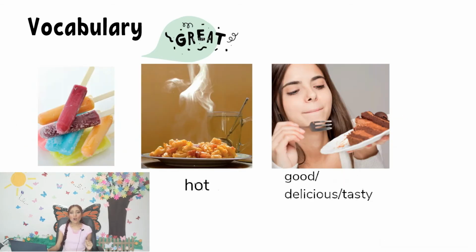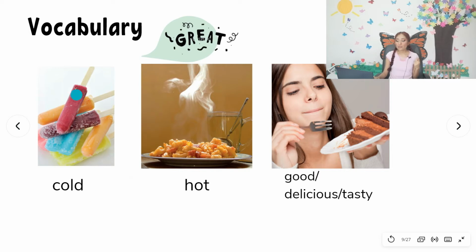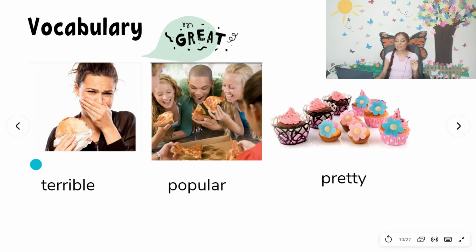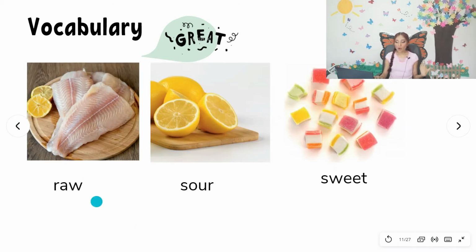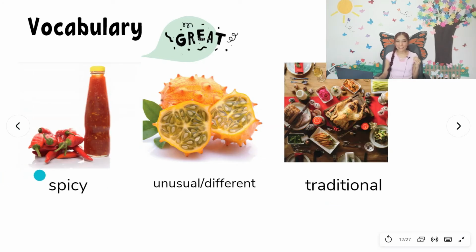So let's go back and repeat all of this vocabulary together. Cold, hot, repeat with me. Good, delicious, tasty. Terrible, popular, pretty, pretty. Raw, raw. Sour, sour. Sweet, sweet. Spicy, spicy. Unusual, unusual. Different, different. Traditional, traditional.